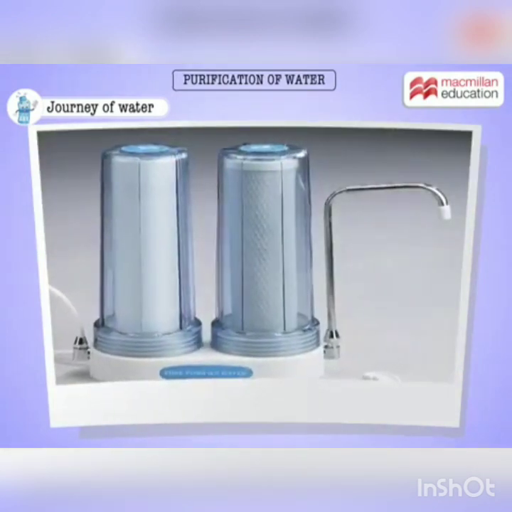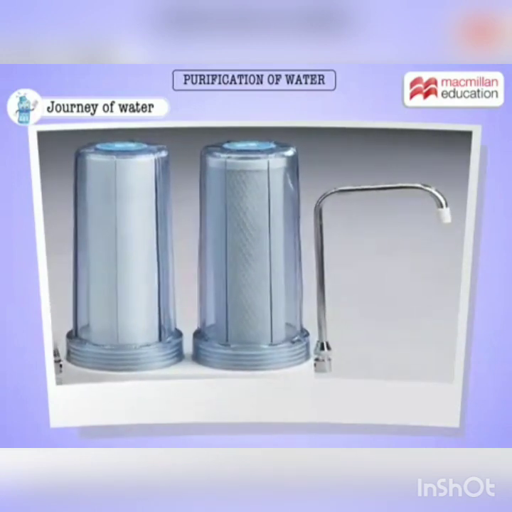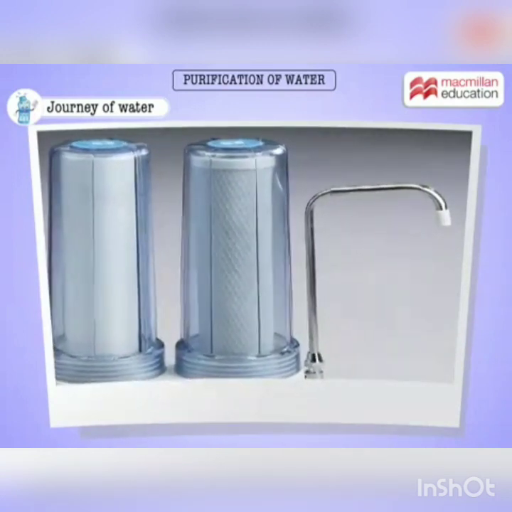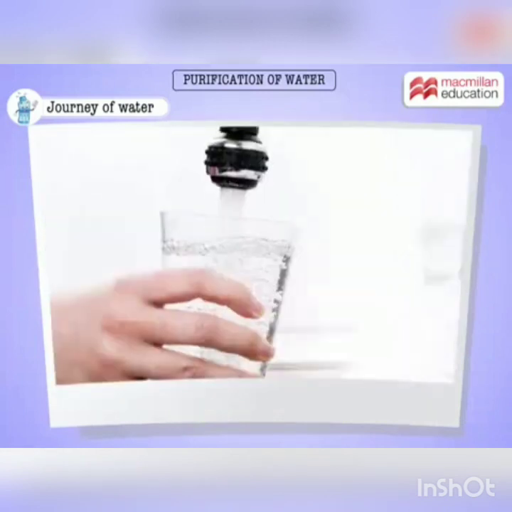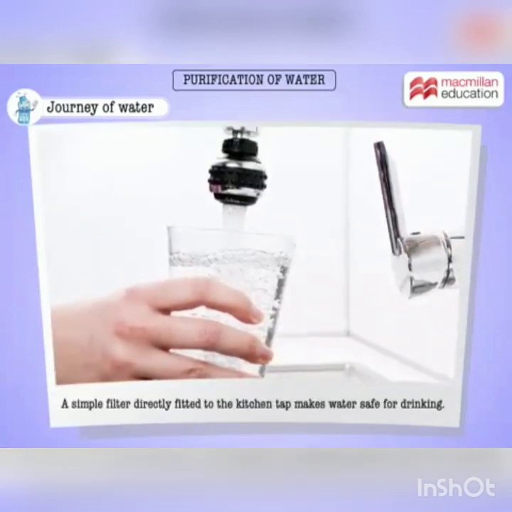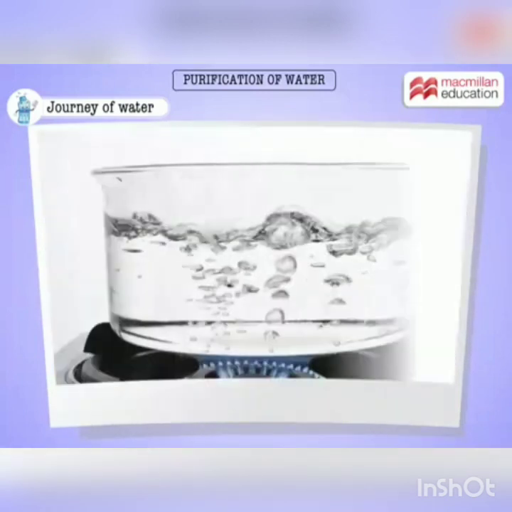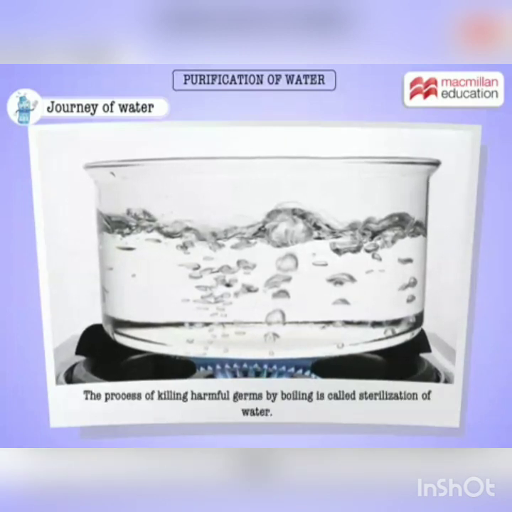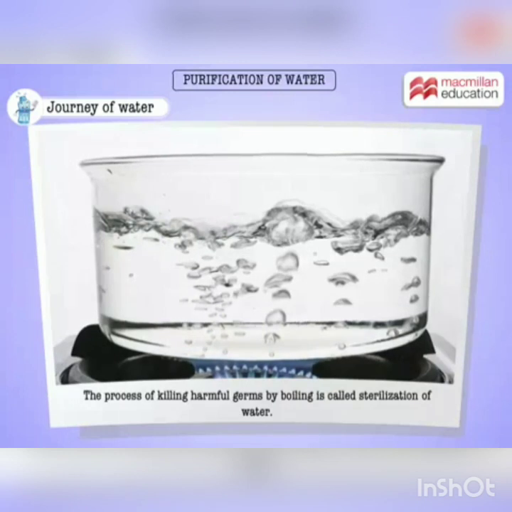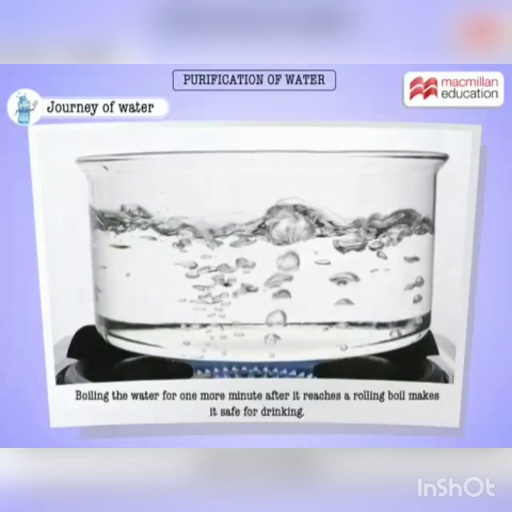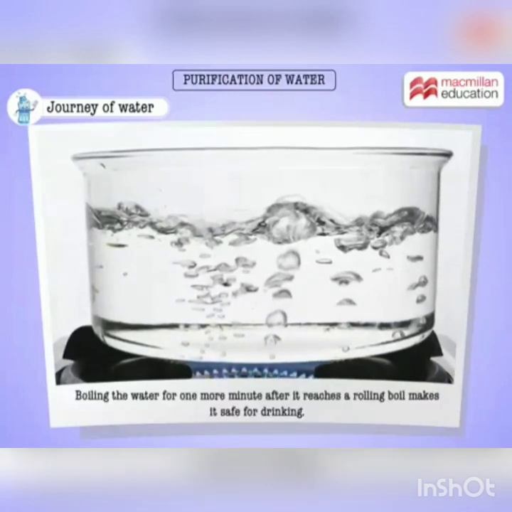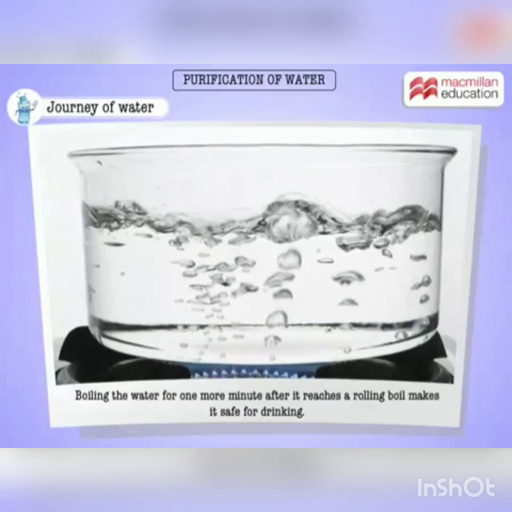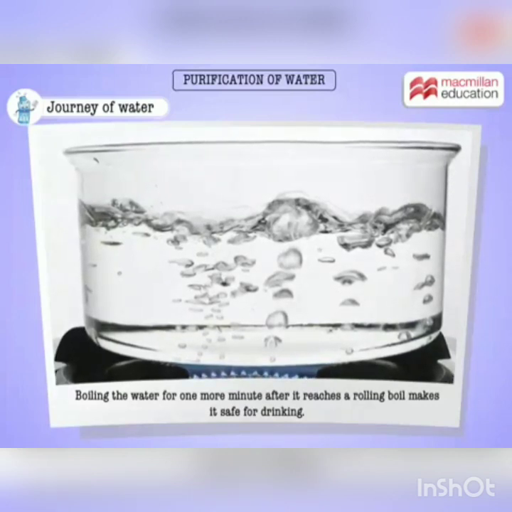To make our tap water extra safe for drinking, we can follow some very simple methods in our kitchen. A simple filter directly fitted to the kitchen tap. Boiling. The process of killing harmful germs by boiling is called sterilization of water. Boiling the water for one more minute after it reaches a rolling boil makes it safe for drinking.